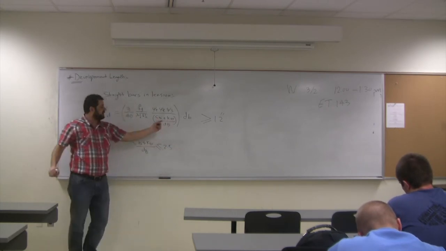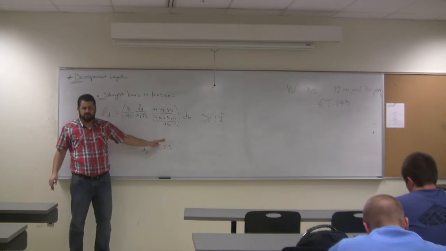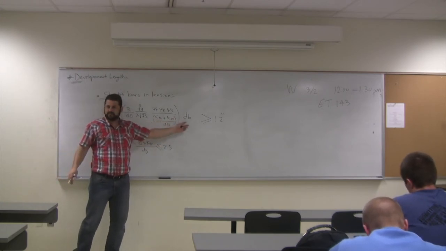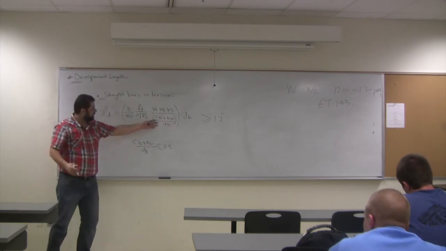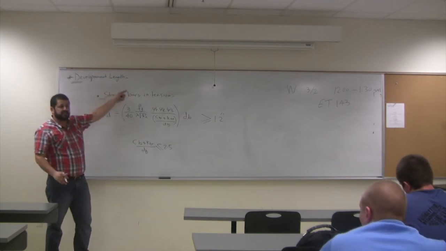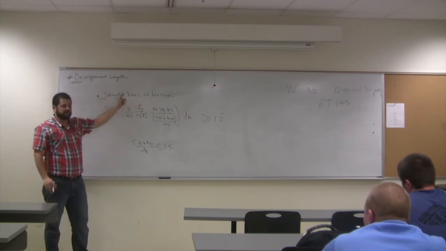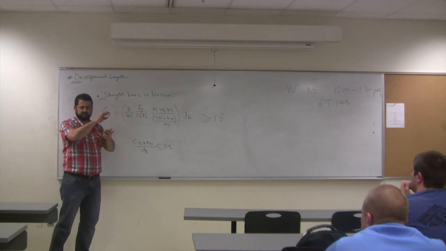Always, whatever number you calculate for this one cannot be more than 2.5. Good? And DB is the diameter of the bar. So all the information should be available for you in order to calculate the required development length for straight bars in tension. Okay? This is how much you need to develop the bar.